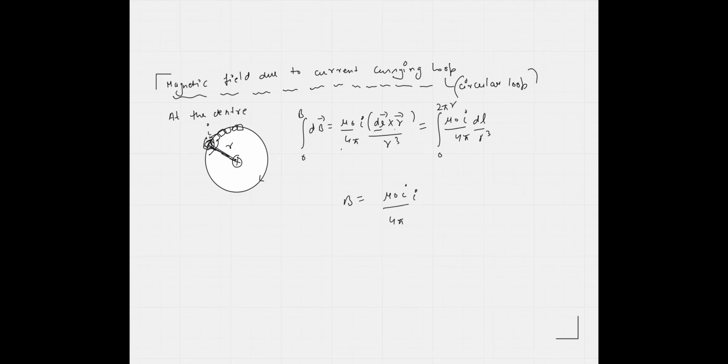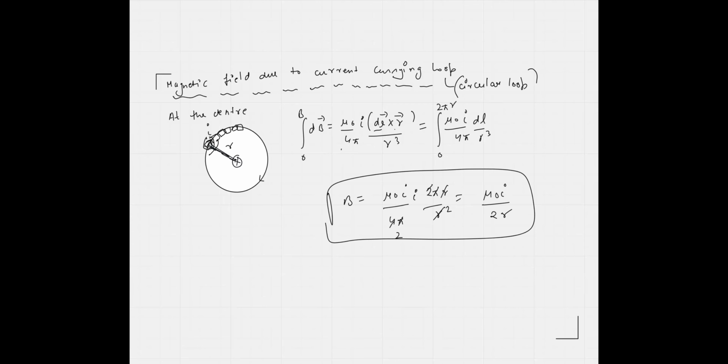So you can say this B is equal to mu naught I divided by 4 pi, times I, this 2 pi r divided by r square. Cancel this r. So what you are left with, once you have cancelled out, is mu naught I divided by 2r. Is it clear? Understood, Kirtana? If you see carefully, this was a complete circle. That's why I got this.